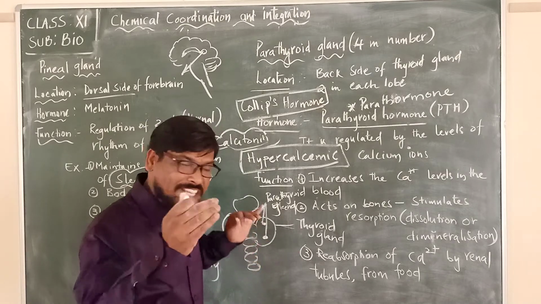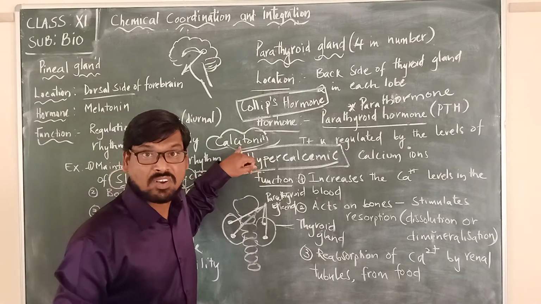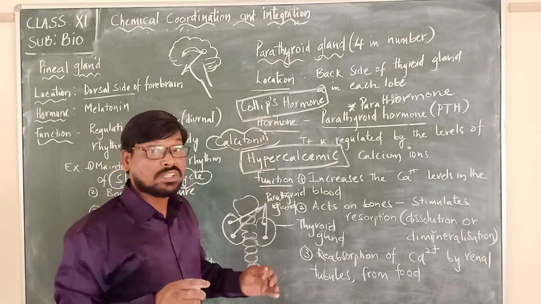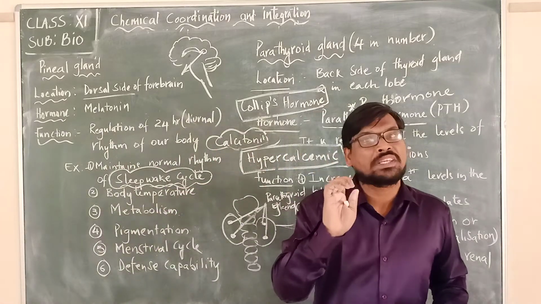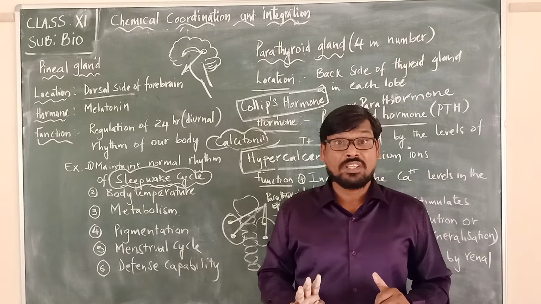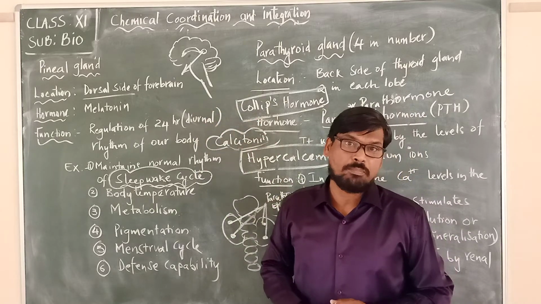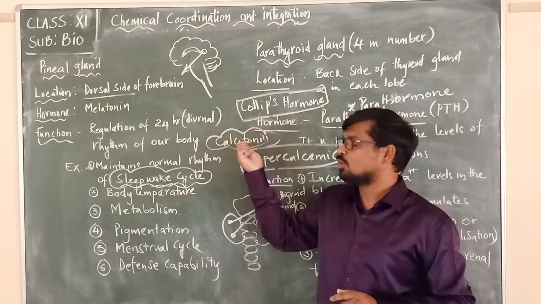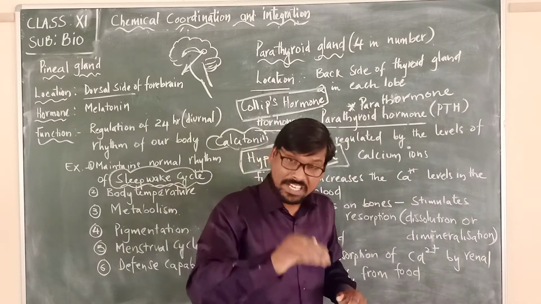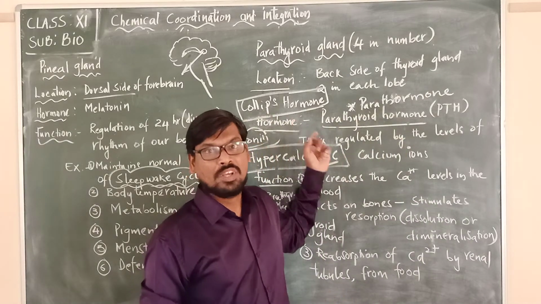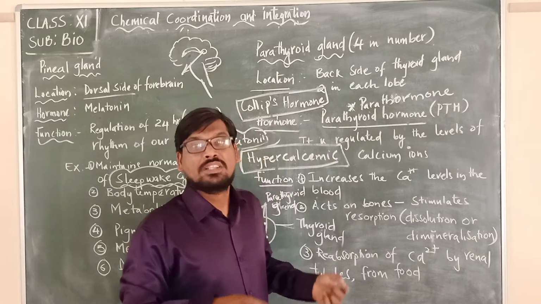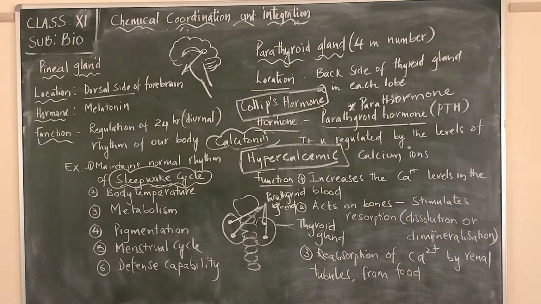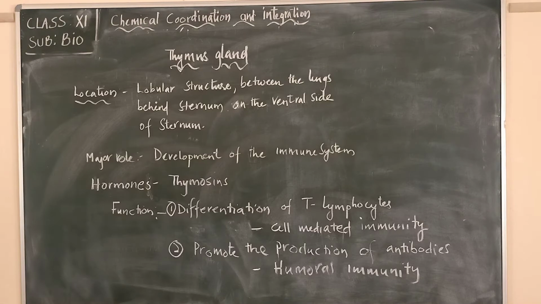So in this way, these two hormones, calcitonin, also called hypocalcemic hormone, produced by the thyroid gland, and Collip's hormone, both are balancing the amount of calcium in the blood. Which hormone does not allow the increase of calcium levels in the blood? It is calcitonin. Which hormone will not allow the decrease of calcium levels? It is Collip's hormone. So these two hormones balance the calcium levels in the blood. These are the points we should keep in mind when discussing the parathyroid gland.